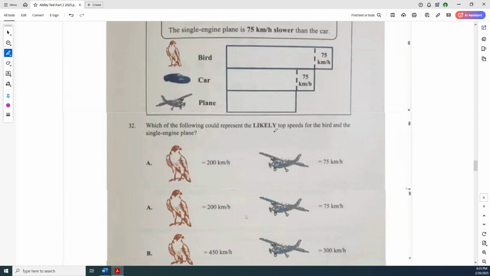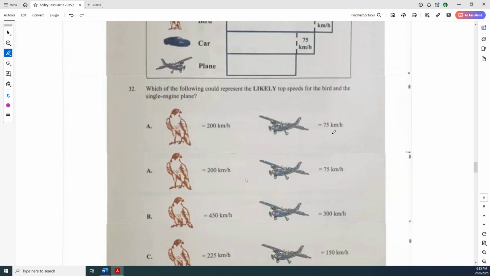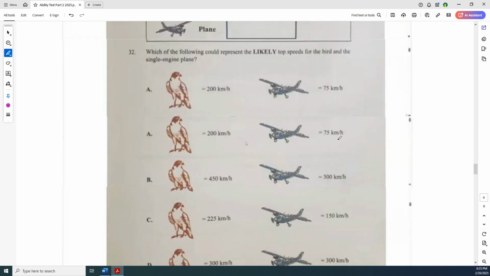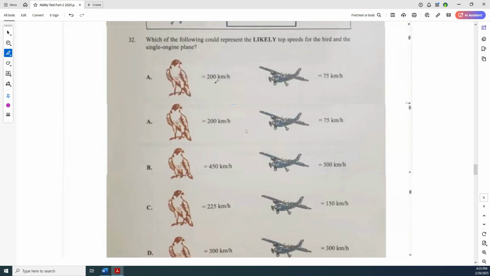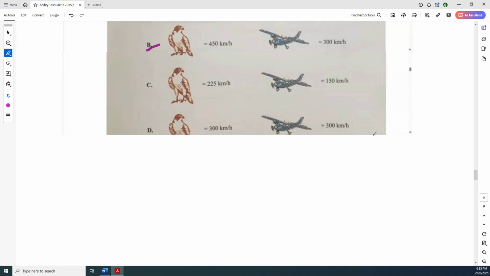Which of the following could represent the likely top speed for the bird and the single engine plane? So which of these now? The bird is always going to be 150 kilometers faster. So this is not 150 kilometers faster. This neither. This is like the same thing. And 450 right here, 300. This one looks like it is 300 and then 450 kilometers. So that is my answer B.